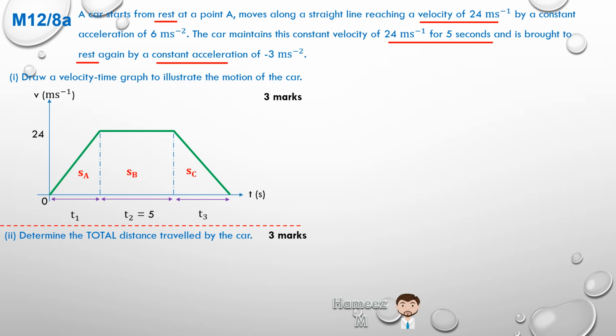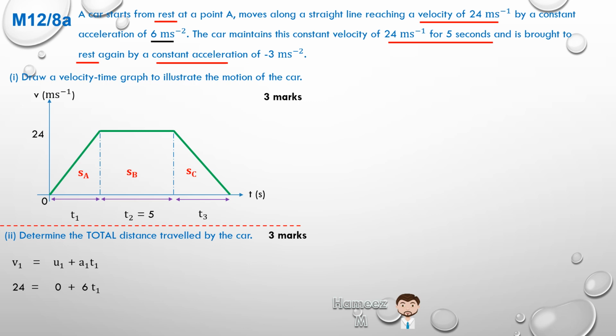So let's work out t1. V is equal to u plus at in the first phase of the graph, where v is the final velocity and u is the initial, and we can substitute accordingly. So the final velocity in the first phase of the graph was 24, is equal to 0 because it started from rest, plus 6t1 because the acceleration is indicated as 6 meters per second squared.